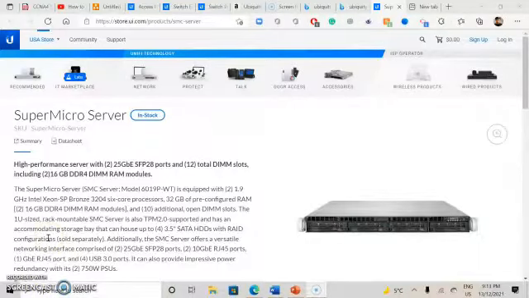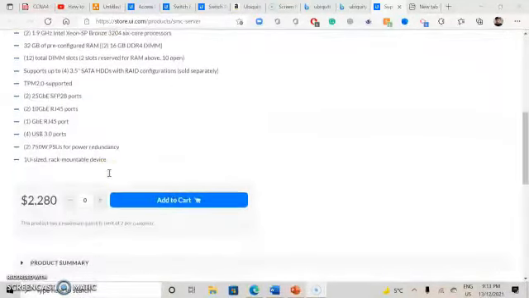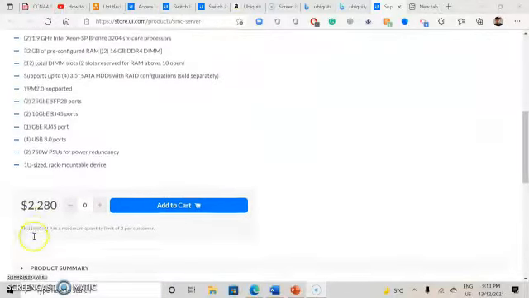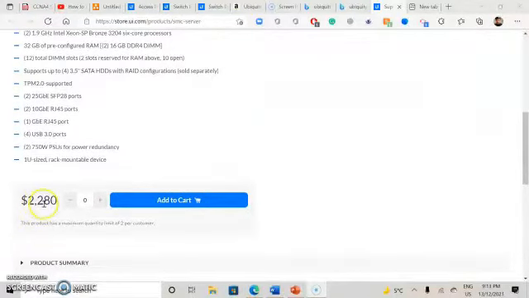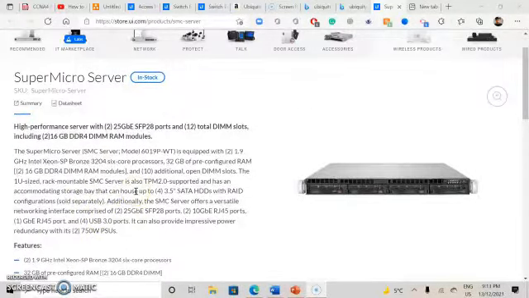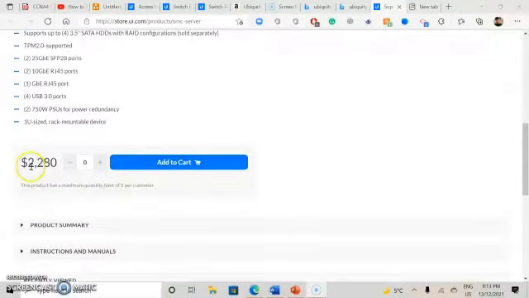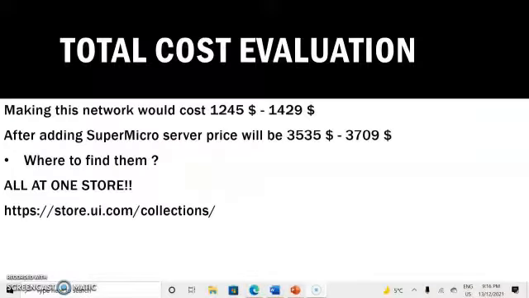And at the end, I would like to tell you about the Super Micro server, which is also available on Ubiquiti. That server will be available for $2,280. Some of the administrators provide this separately. So if you buy this, the total cost after this will be $35,035 to $37,009.